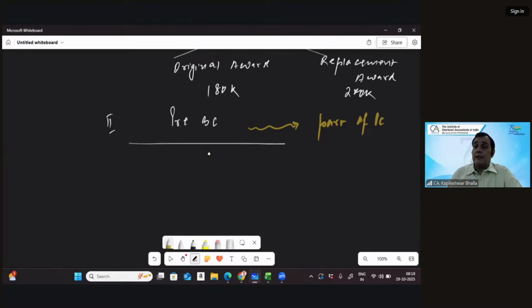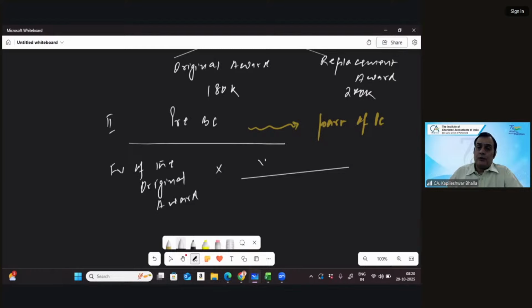So we consider this is going to be the fair value of the original award. That is the base. And we're going to consider the proportion. We're going to consider the vesting period completed.